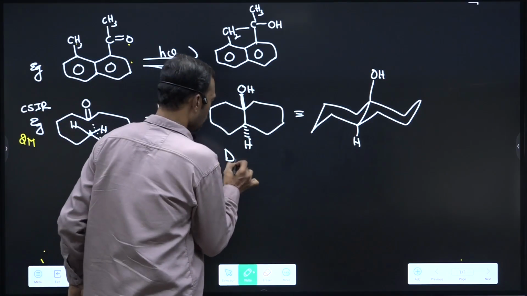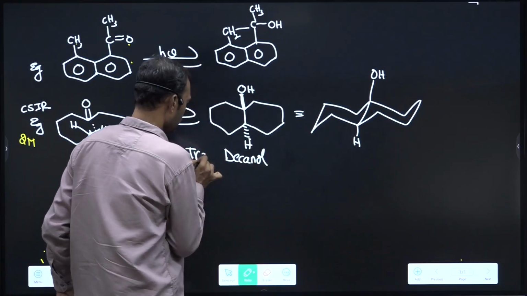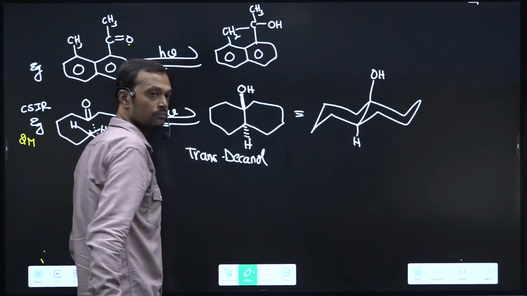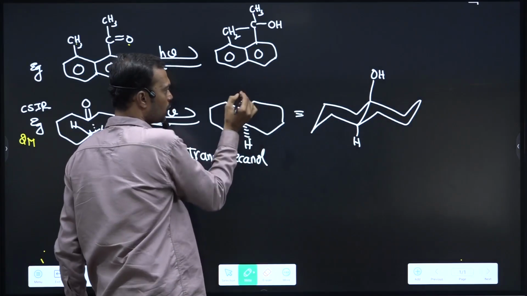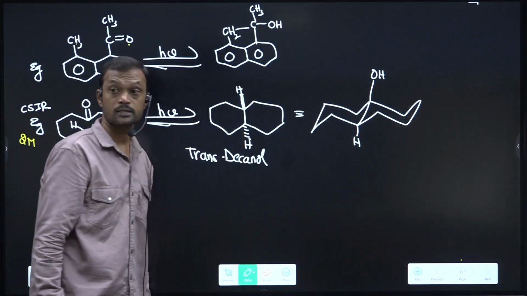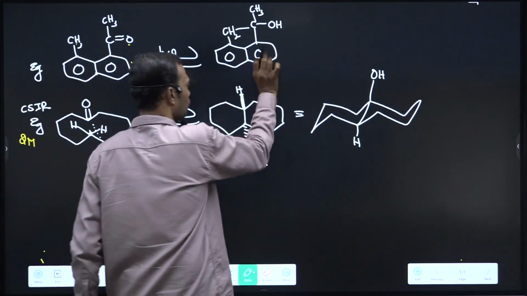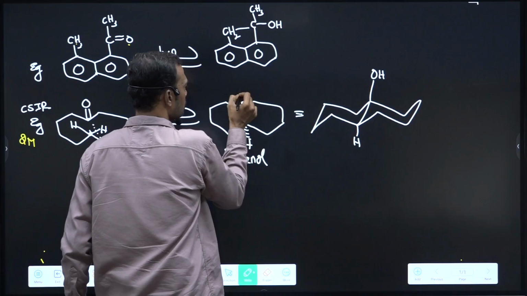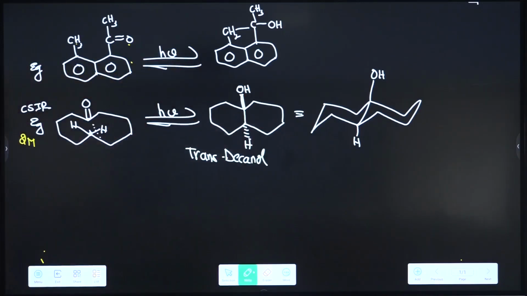So this is called decanol. Which decanol? Trans decanol. Suppose your hydrogen is there. Suppose over here if I write only hydrogen, what is this? Decaline, trans decaline. So now decanol is asked. This question is given in exams with stereochemistry.